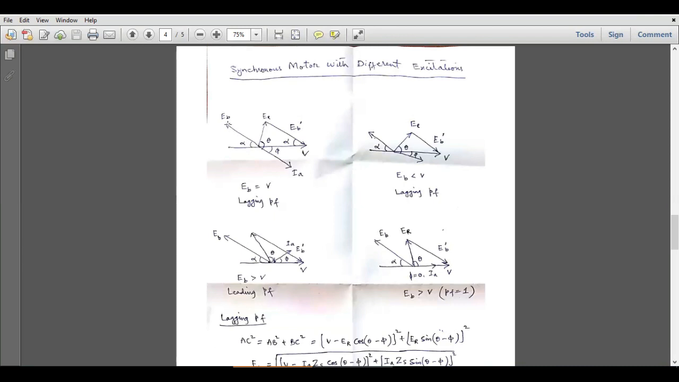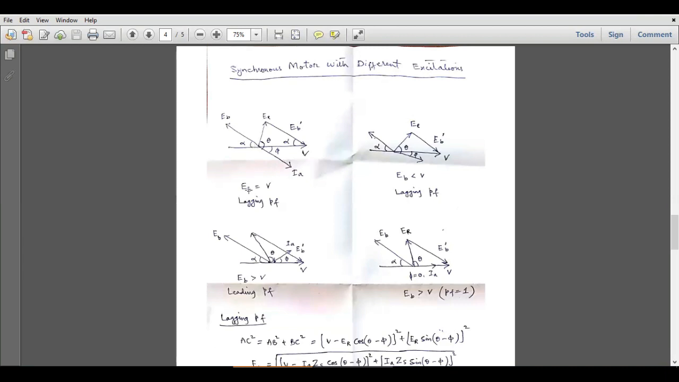If we want to increase or vary the magnitude of the back EMF or the length of this back EMF vector, we have to play with the excitation. And if we want to keep this magnitude constant, and if we want to vary the load angle, then we have to keep the excitation constant, but we will have to vary the load. So in this case, we are discussing the synchronous motor with the various different excitations, but at constant load. So in that case, the magnitude of this EB vector will vary.